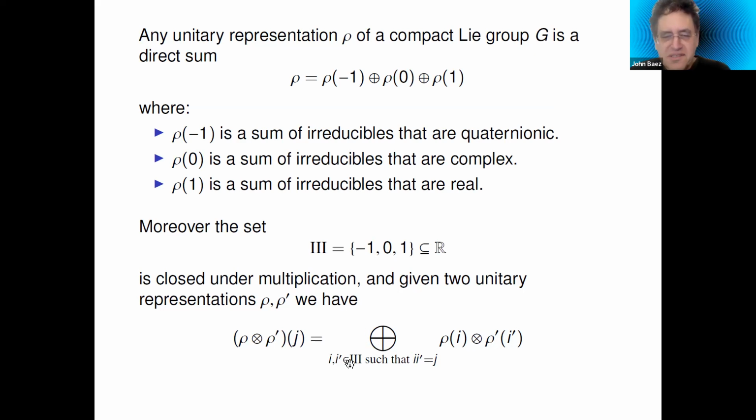Since my audience is less sophisticated in monoid graded representations than you are, I would like to point out that this is a spiffy way of saying that if you tensor two quaternionic representations, you get a real one. If you tensor a real and a quaternionic one, you get a quaternionic one. If you tensor anything with a complex one, you get a complex one. So complex ones sort of eat the other ones.